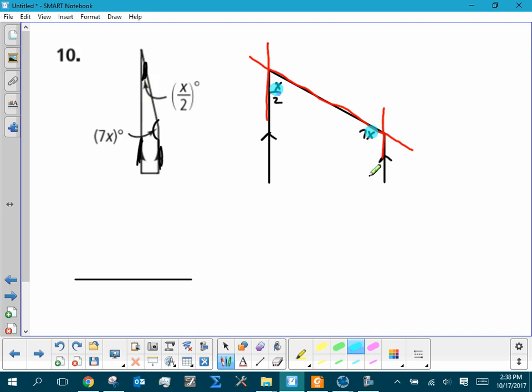So then the feature of them is that they're supplementary. So we're going to say x over 2 plus 7x is equal to 180. Okay? So if you're able to get that, you have done the geometry. And you can show me that you are 100% fine with the geometry. I've taught you that. You're good to go. You've learned the standard. Does that make sense?